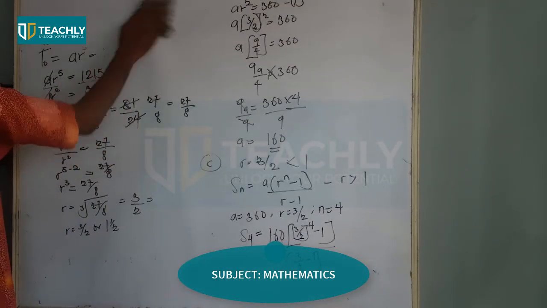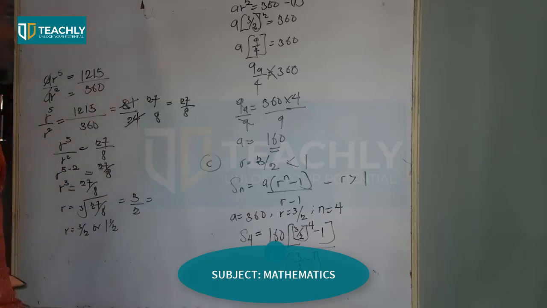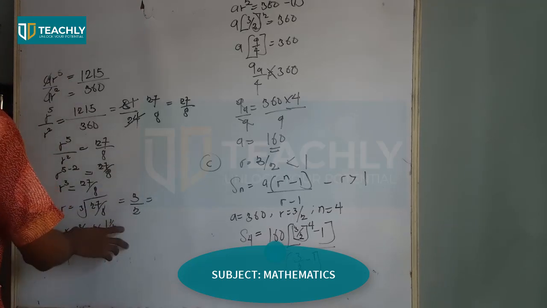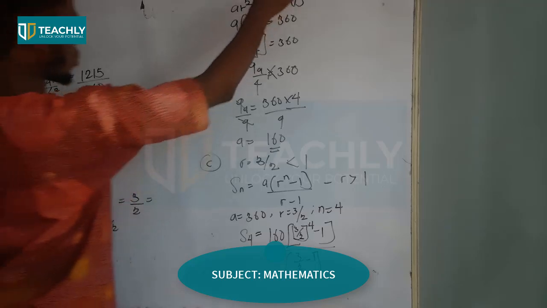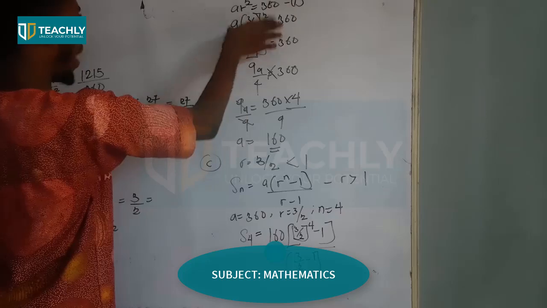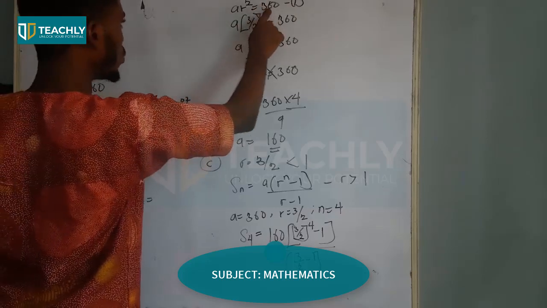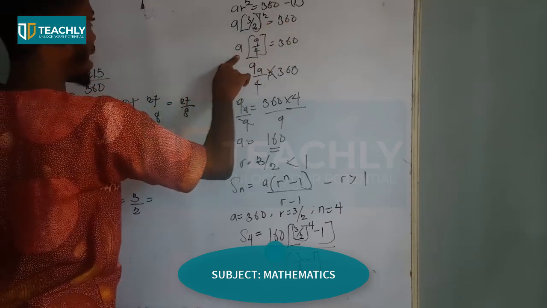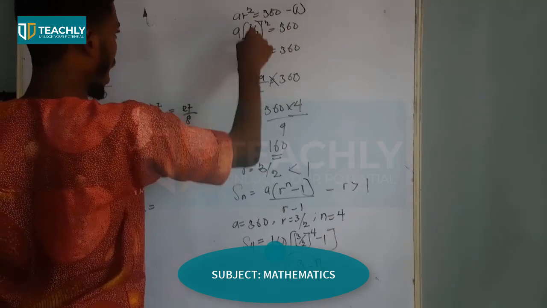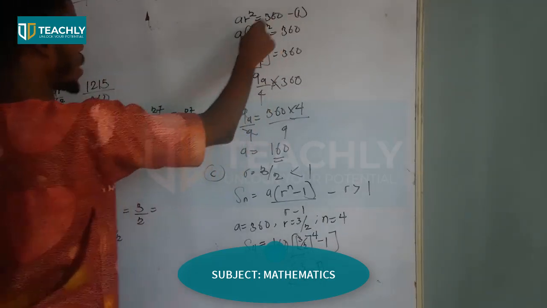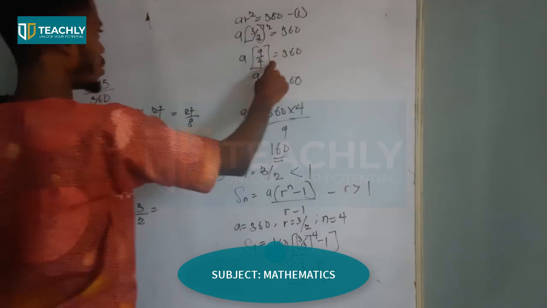From here, what I did was that I got the value of my R, which is our common ratio, and then I inputted this R into equation 1. Then I began to simplify. So I have 3 over 2 raised to power 2 is equal to 360. When I simplify further, I have 3 raised to power 2, that gave me 9, and 2 raised to power 2 gave me 4. It's equal to 360.